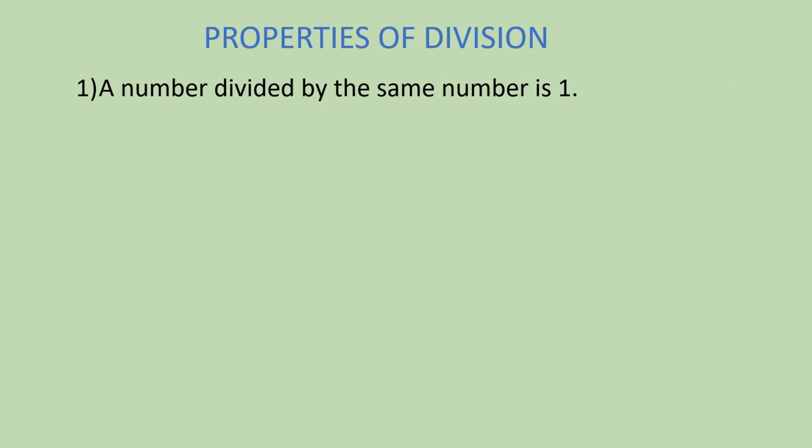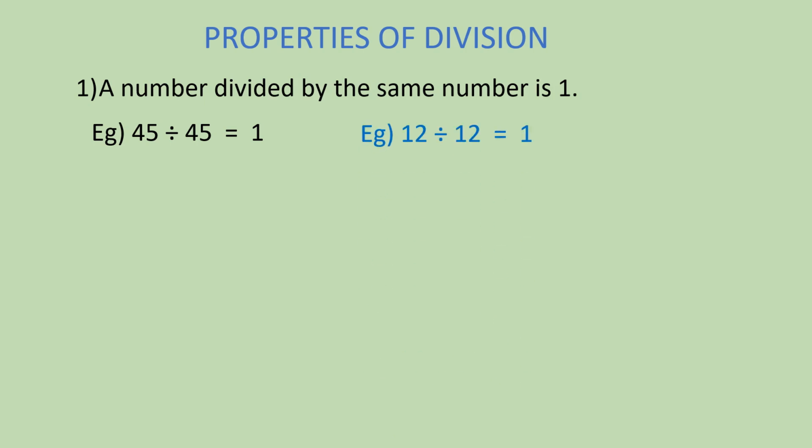Let us recall properties of division. The first property is a number divided by the same number is 1. For example, 45 divided by 45 is equal to 1. Suppose I have 45 chocolates in my hand. I want to distribute it equally for 45 children. Each one of you will get one chocolate.